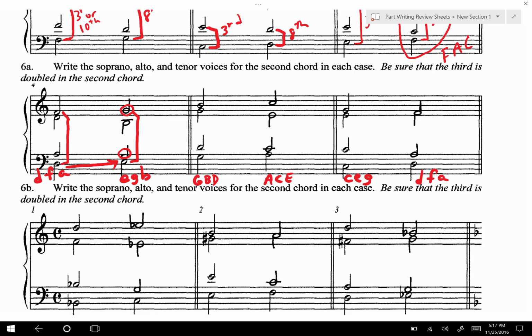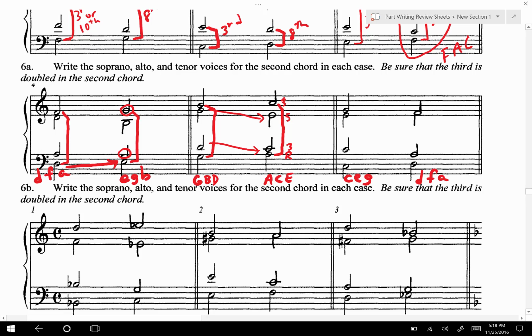In the second measure here, we have GBD, where is our third or our 10th, bass and soprano, G to B. So now in the second chord, we'll make the 10th between the same voices, A to C. And the other voices move in contrary motion down from the bass, which is moving up. And we've completed the chord with one root, 2 thirds, and one fifth.